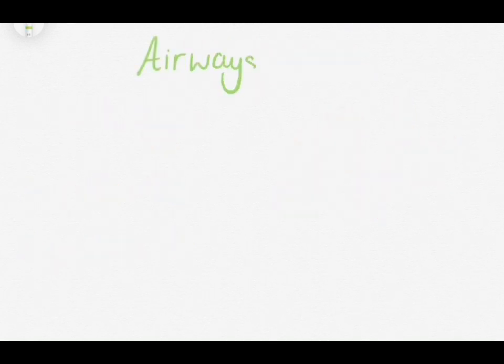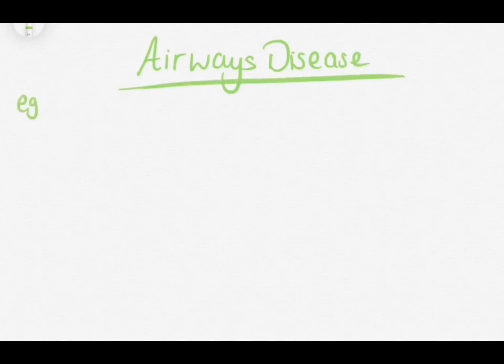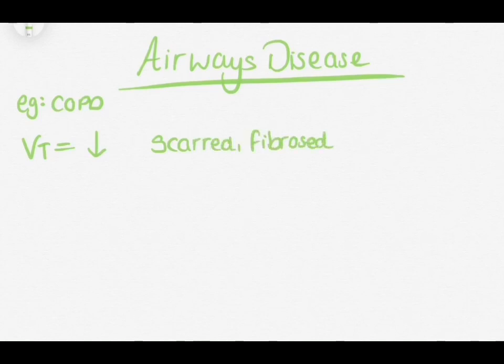There are three main types of patients at risk of respiratory failure, and the first one we're going to look at is those with airways disease. We typically think of those with obstructive conditions such as COPD or bronchiectasis. We're going to look at how different parts of the equations are affected in each group. In airways disease, the tidal volumes are typically lower because of the scarring and fibrosis of their lung tissue.